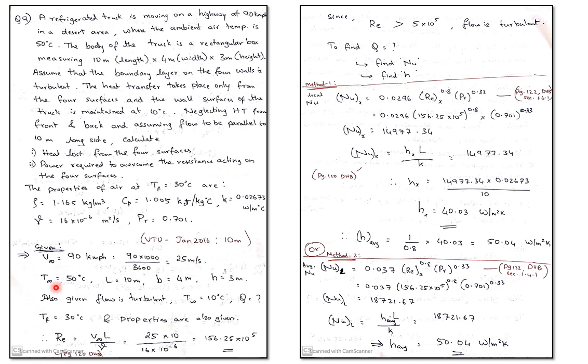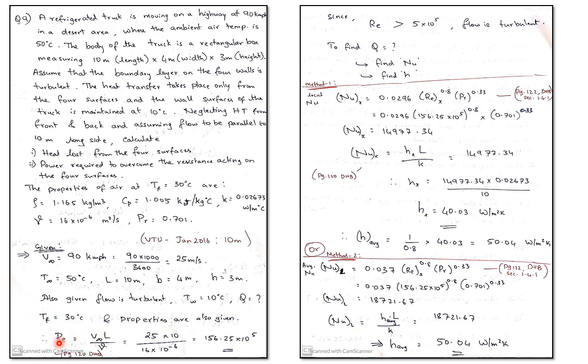Next step is to find T infinity. L is 10 meters, B is 4 meters, height is 3 meters. It is also given that the flow is turbulent. T_W is 10 degrees Celsius. Q is what you need to find.